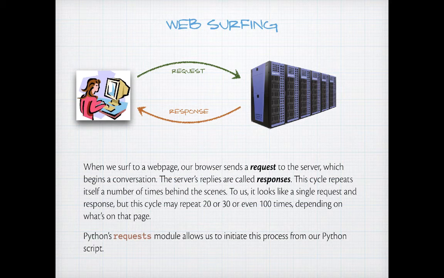And then if there are things like images on there, let's say there are 50 images on that page, we repeat that process for all 50 images. And so it sometimes takes a long time. That's why sometimes it takes a long time for these pages to download. But what's interesting is this request-response model, and a browser knows how to do that automatically. What the requests module allows us to do is to initiate that process from Python, which in effect turns our Python script into a web browser.